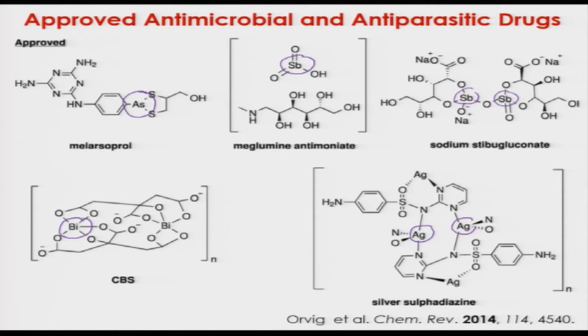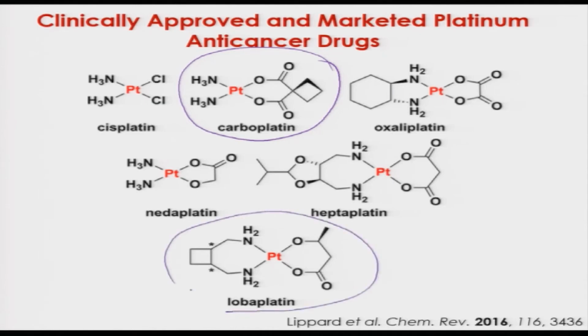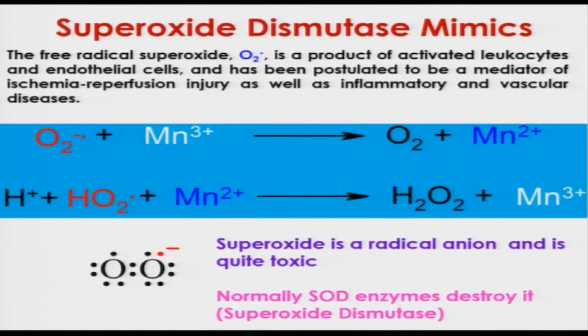I am showing here the clinically approved and marketed platinum anti-cancer drugs like cisplatin and carboplatin, whose structures are shown here, and oxaliplatin, nedaplatin, heptaplatin, and lobaplatin. You see these are the structures, and these are all clinically approved, and you can buy these anti-cancer drugs in the medical shops.